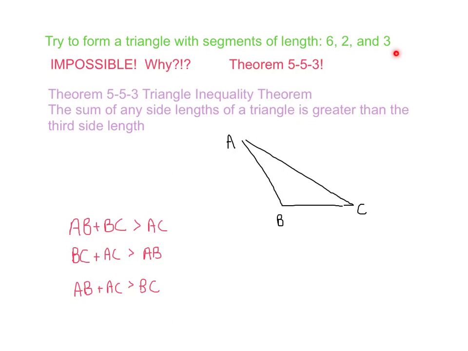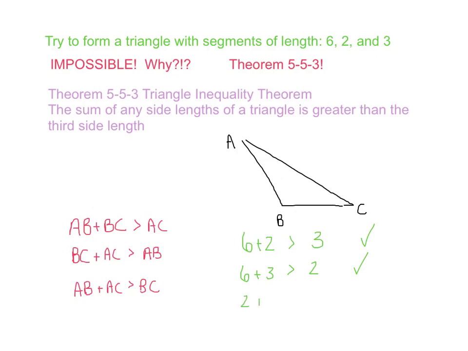Well, let's take a peek at the reason why that does not work. Let's add up 6 plus 2. Those are two sides of the triangle. Is it greater than 3? Yes, it is. 6 plus 2 is 8, which is greater than 3. Okay? Now let's add up 6 plus 3, and this has to be greater than 2. Is that true? Yes, it is. So that's 2 criteria.